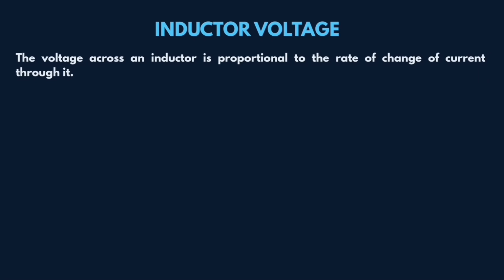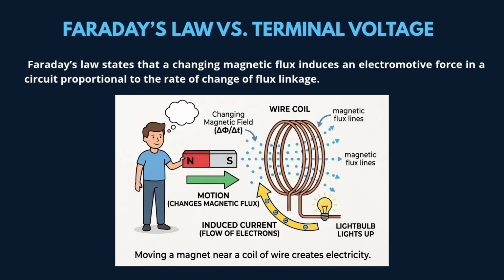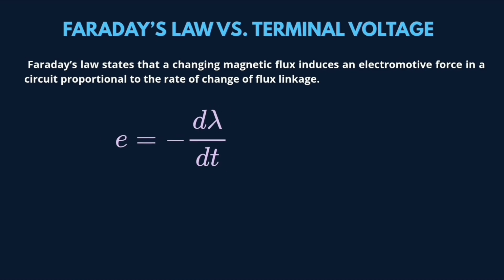The voltage across an inductor is proportional to the rate of change of current through it. That is, V equal to L into di by dt. Faraday's law states that a changing magnetic flux induces an electromotive force in a circuit proportional to the rate of change of flux linkage. That is, E equal to minus d lambda by dt. For linear inductors, this simplifies to E equal to minus L into di by dt.